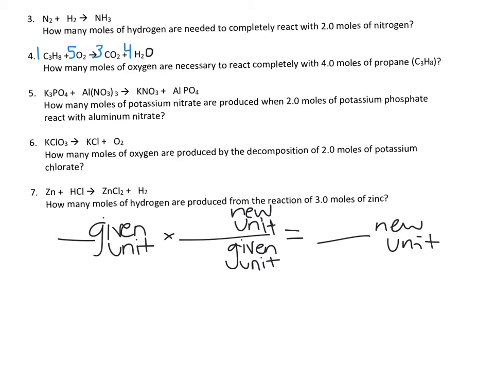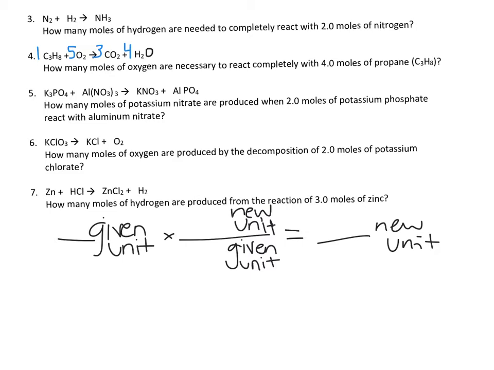What this says is 1 mole, 6.02 times 10 to the 23rd molecules of C3H8, plus 5 moles, 5 times 6.02 times 10 to the 23rd molecules of oxygen, react to form 3 moles of carbon dioxide and 4 moles of water.